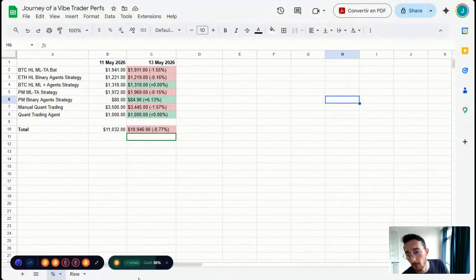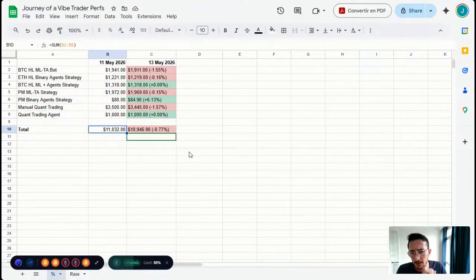I basically crunched the numbers on all the different bots and trading I'm doing, for the purpose of these streams and the purpose of my journey as a vibe trader. I started with a 9K portfolio. Now it's 11K. I started like 3 months plus ago. It was 11K dollars on May 11, so 2 days ago.